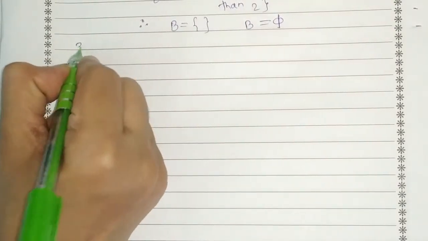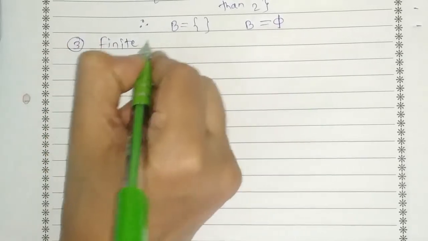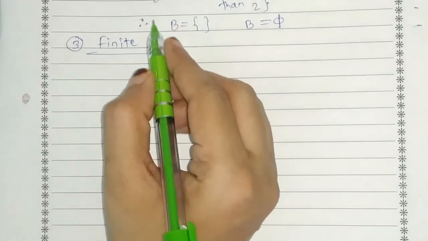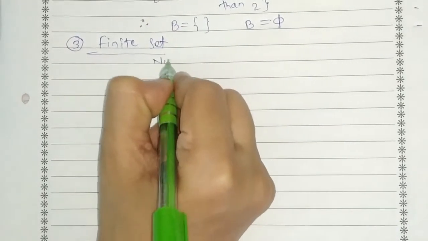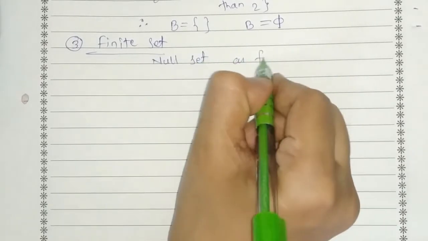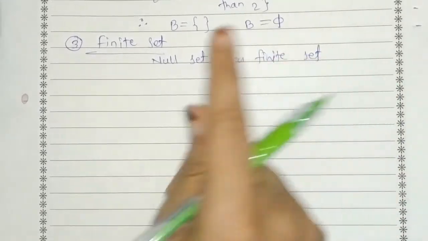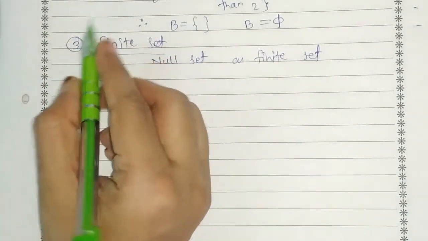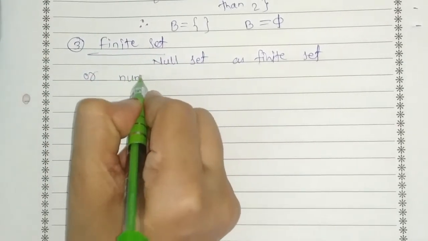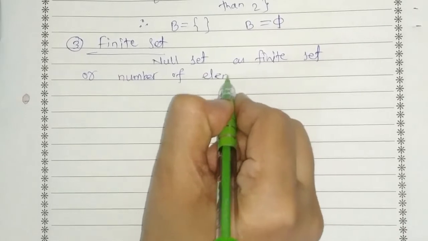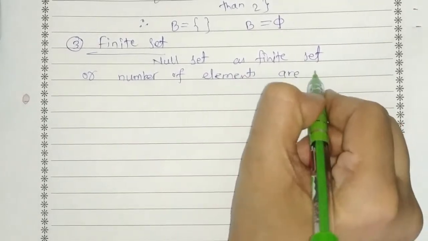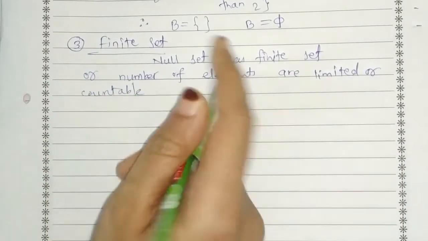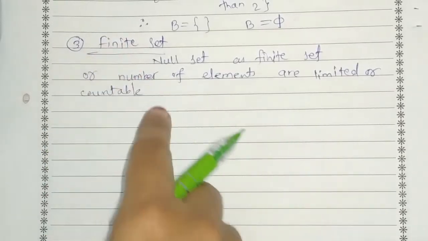So dear student, the next is the finite set. As the name itself suggests, finite means countable. So finite set, to which sets do we apply it? First of all, we count a null set as a finite set. If a set is a null set, you are going to call it a finite set. Or if the number of elements is limited or countable, you will call that set a finite set.